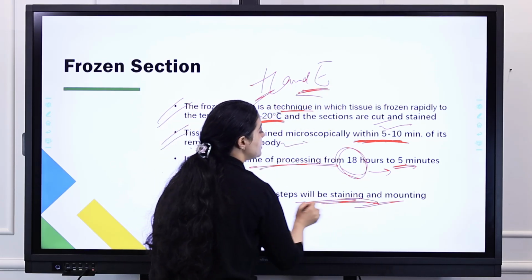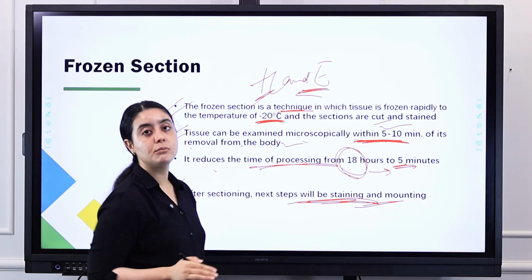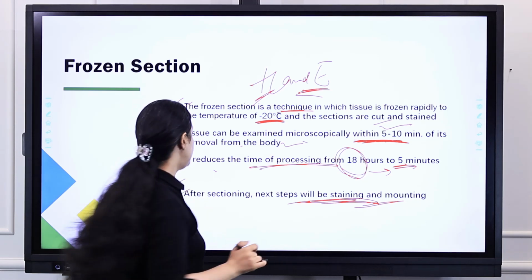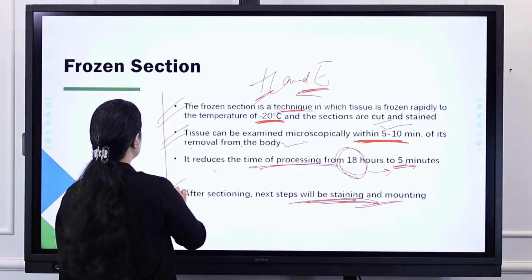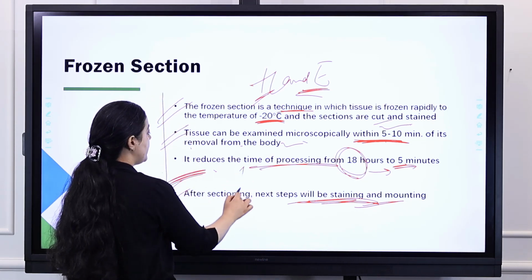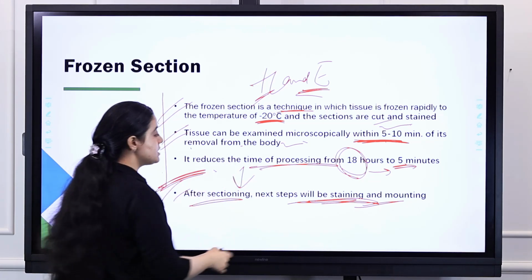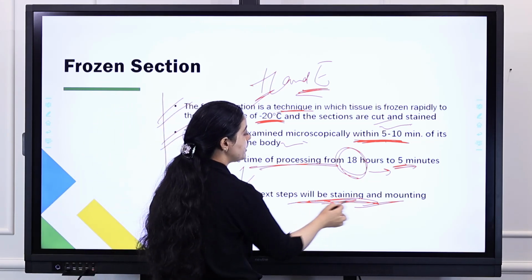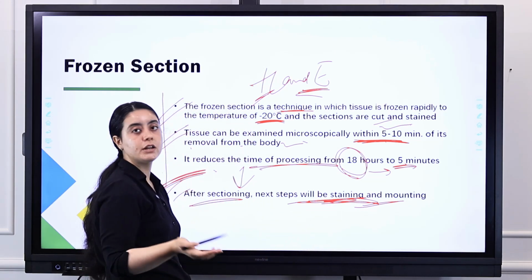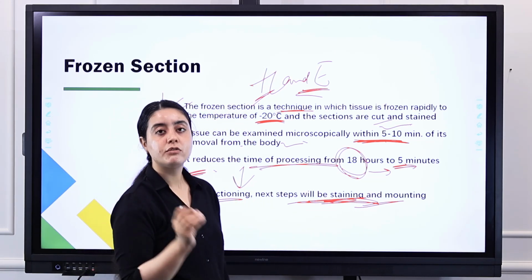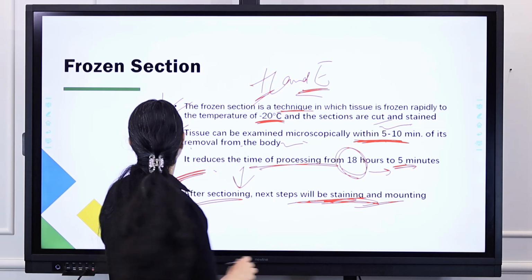So you will read about all the staining procedures in the further units, right? This is till sectioning you have done. After that, what is the procedure? You have to section it into thin sections, and then the next step will be staining and mounting, and then you will be ready with your tissue for microscopic examination, right?